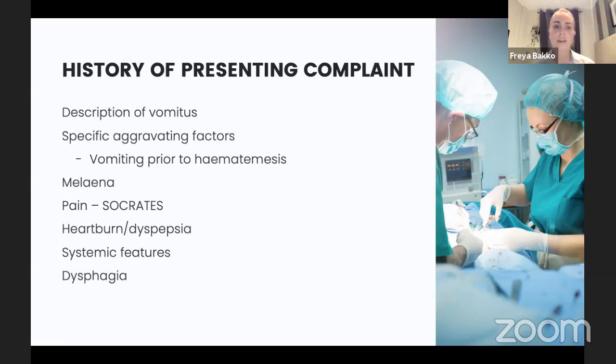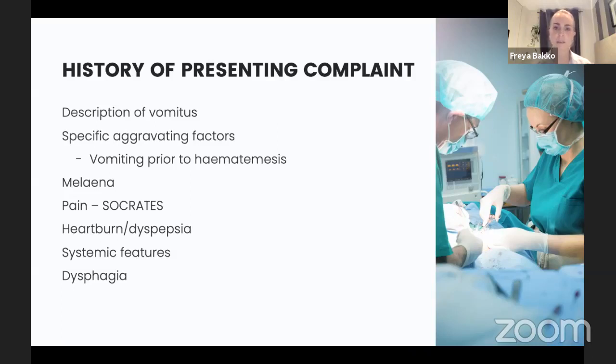You want to establish whether they've had any previous heartburn or dyspepsia. So again, this can be quite difficult to explain, but it's really important to get a history of heartburn. So have they noticed any pain in their chest that they think is related to eating? Have they had any reflux? Have they noticed any sort of acid in the back of their throat?